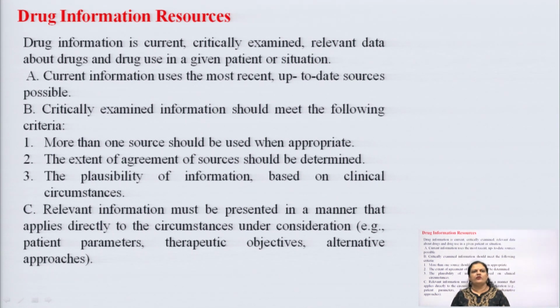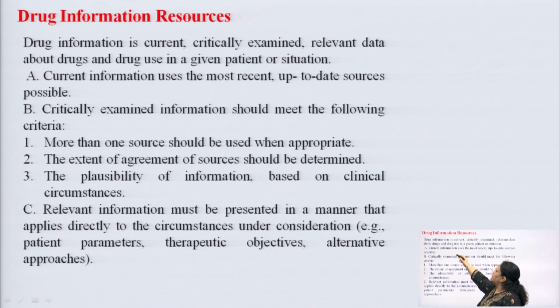So, drug information is currently critically examined. It is very important. We can't leave it, we can't ignore this parameter. We have to be serious. That is why in pharmacovigilance, be active, be vigilant about the deleterious side effect part of the drug. Examine relevant data about the drug and drug use in a given patient or any condition in a patient. So, let us go in detail.